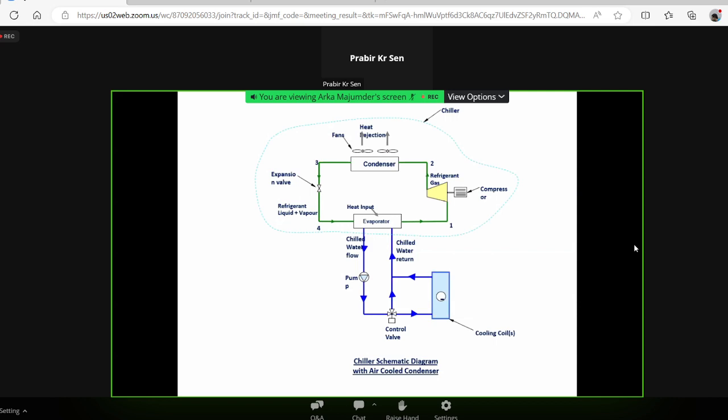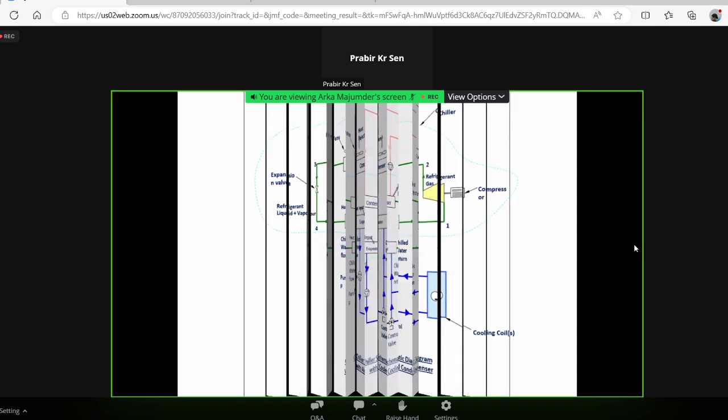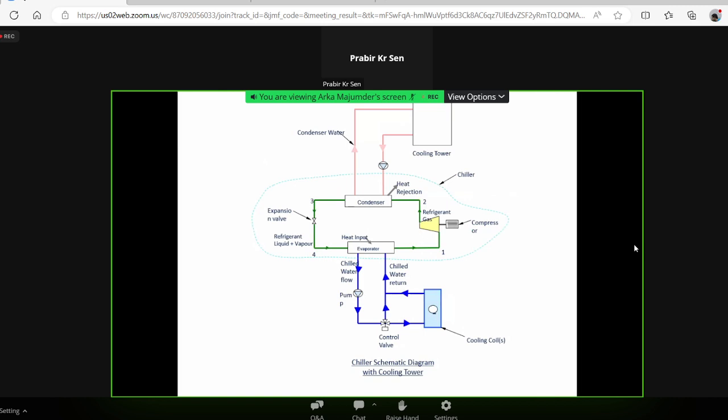Chilled water system can be again of two types. One is the air-cooled chilled water system, where the condenser is cooled by air. There is another system which is the water-cooled chilled water system, where the condenser is cooled by water. So we'll see it in the next slide. So please go to the next slide. Yes. Everything is the same again as the previous one. Only the condenser part, we cool the condenser by water.